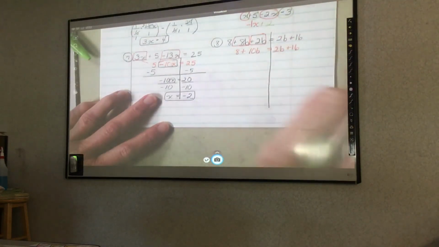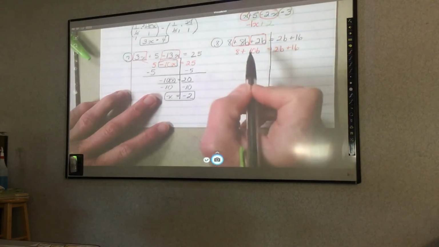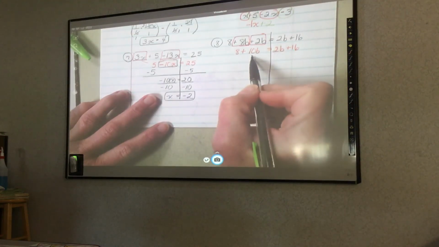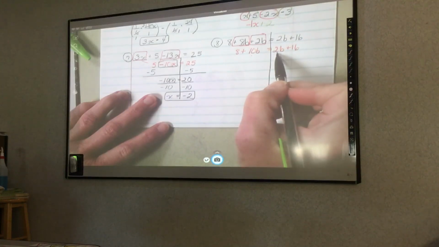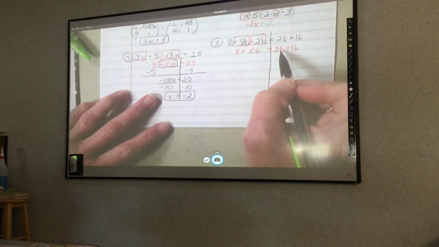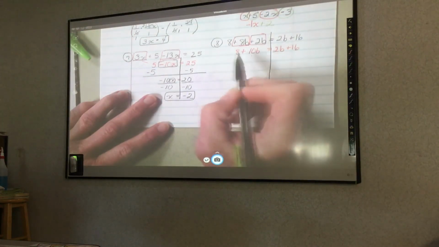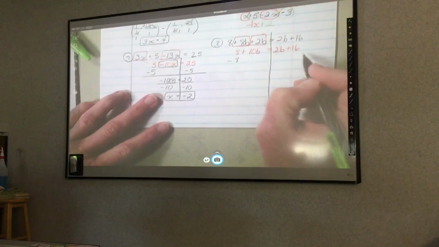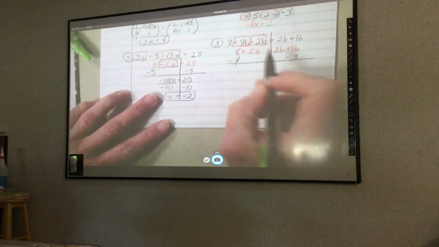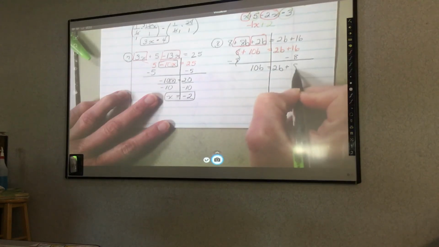This is like my teeter-totter, okay? I have to have numbers on one side, letters on the other. It makes no difference which ones we move. We're going to have to either move the 2b over to the 10b, or the 10b over to the 2b. We're going to have to move the 16 over to the 8, or the 8 over to the 16. What do you guys want to move? I don't care. 8 to the 16. Okay, so if we want to move the 8 to the 16, I'm going to subtract 8, subtract 8. So now I have 10b equals 2b plus 8.